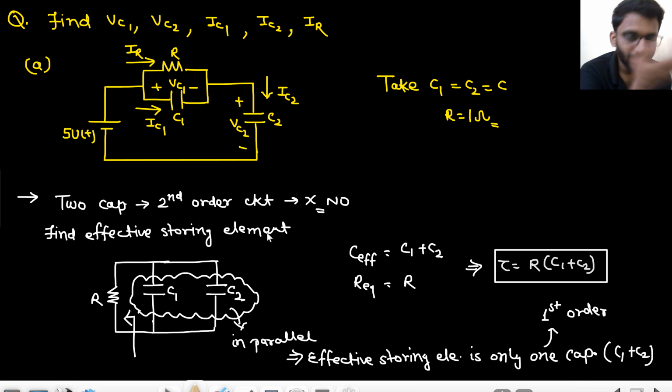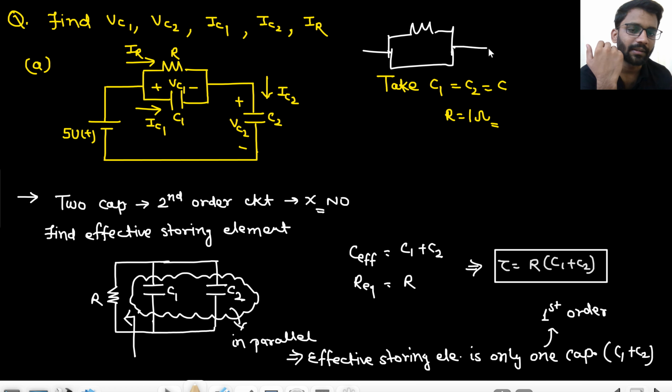So at t equals to 0, tell me what is happening. The capacitors will be shorted because both have no initial voltage. So both of them will be shorted, and R in parallel with a short. So the equivalent will be short only, right? Whatever resistance is connected, it is shorted. So R parallel with 0 will be R into 0 upon R plus 0, so it will be 0 only. It will be shorted only.